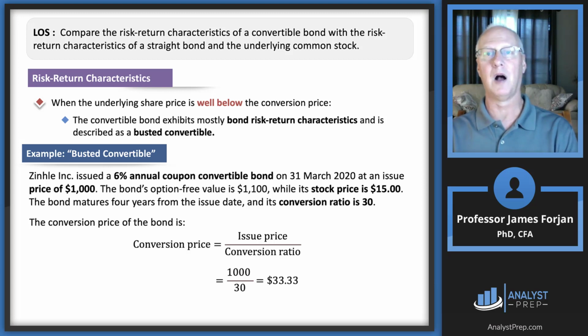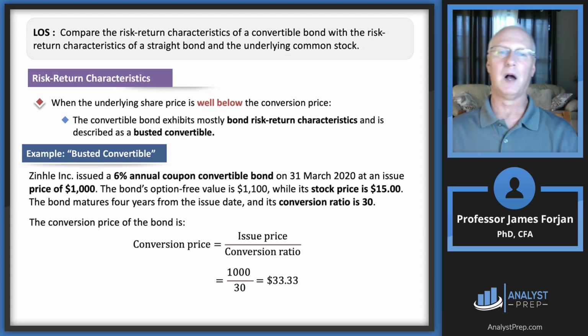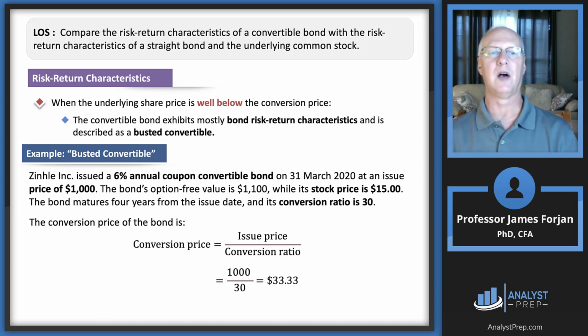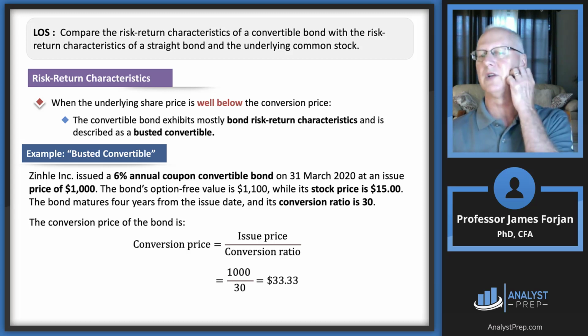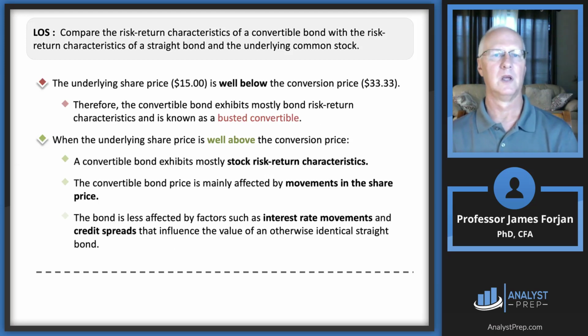When you buy a convertible bond, you're going to pay more for it, right? Because you as the bondholder have the right to convert, so you're willing to pay more for it, so you bid the price up. But if bad things happen, then your option is busted because it's out of the money, way out of the money. So here's just a super quick example, 6% coupon paying convertible bond. Stock price is $15, conversion ratio is 30, so you do the price there, 33.33. So the underlying price is well below the conversion price, a busted convertible.